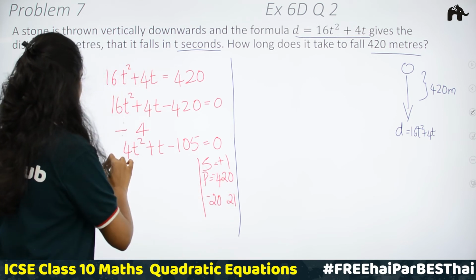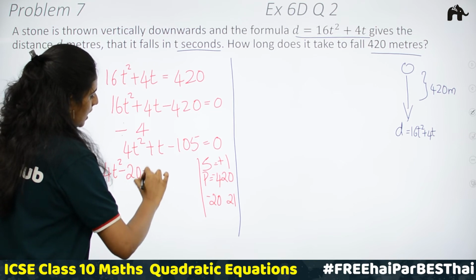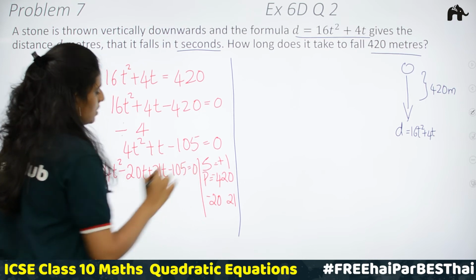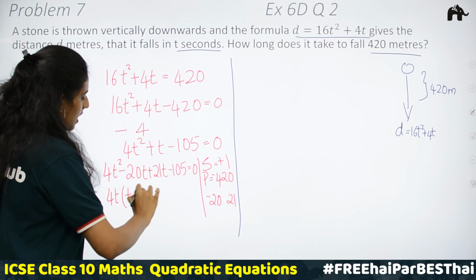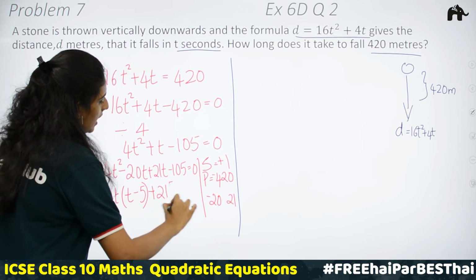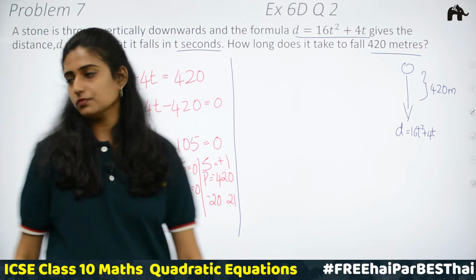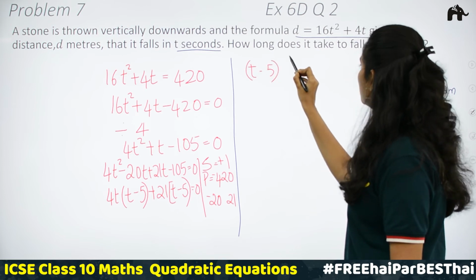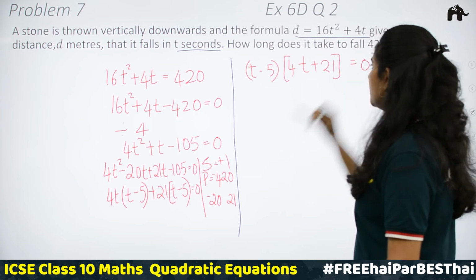Okay, we can split the middle term. 4t square minus 20t plus 21t minus 105 is equal to 0. Now take common from this. 4t is common, remaining we have t minus 5. From this 21 is common, again t minus 5, that is equal to 0. Taking t minus 5 out, t minus 5 into 4t plus 21 is equal to 0.